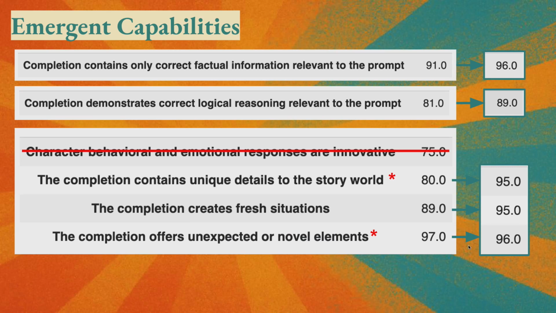When we look at emergent capabilities, which in my opinion are going to be the most interesting to analyze across the duration of this project, overall, really positive. So completion contains only correct factual information relevant to the prompt. This goes up to 96%. Now, again, just a reminder, this is not saying that Haiku scored 96% in terms of the tiny model's performance. This is saying that I agree with 96% of Haiku's scores.